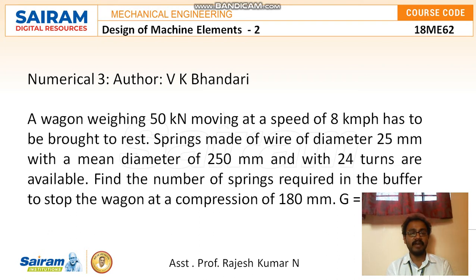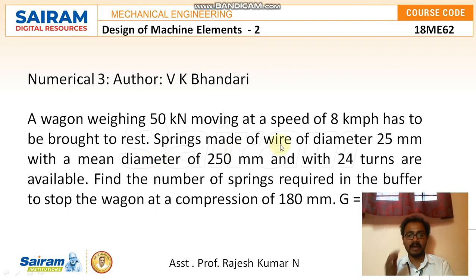A wagon weighing 50 kilonewton, moving at a speed of 8 kilometer per hour, has to be brought to rest. So there is a wagon that weighs 50 kilonewton and is moving at a speed of 8 kilometer per hour. Kilometer per hour is actually a velocity, and we can convert it into the velocity unit of meter per second: kilometer into meter, and hour into second.